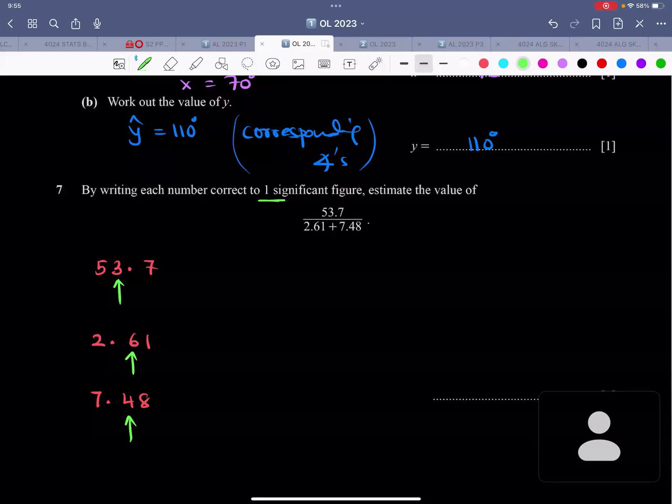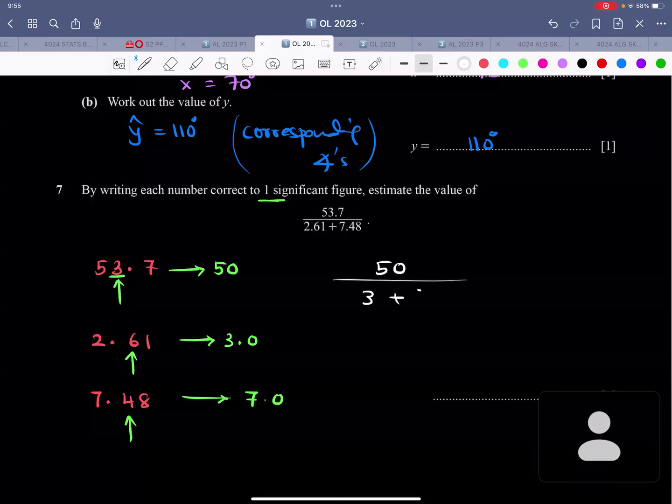So 53.7 lies between 50 and 60. So I'll write it as 50 because 3 is lesser than 5. 2.61 lies between 2.0 and 3.0. So therefore, this is 3.0. Similarly, our 7.48 lies between 7 and 8. So this is 7. So these are numbers correct to one significant figure. So 53.7 is 50, 2.61 is 3, 7.48 is 7. 50 divided by 10 comes out to be 5. That is the answer for this particular part.